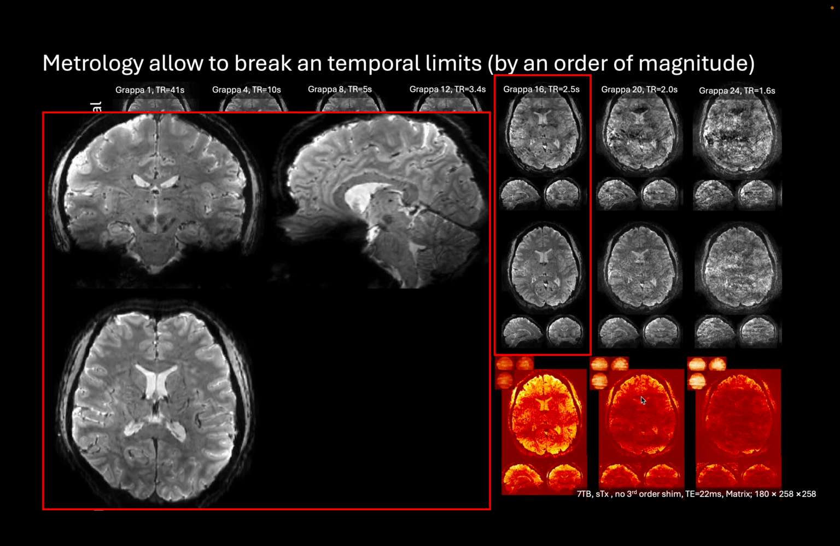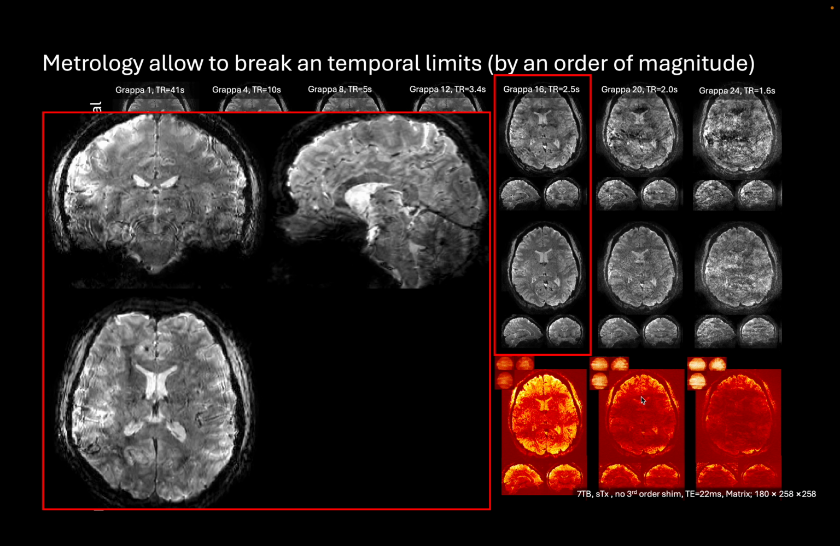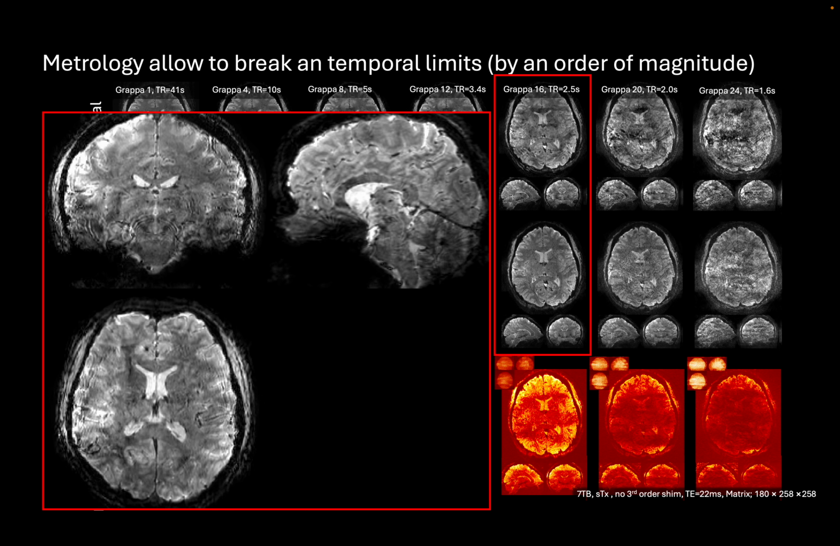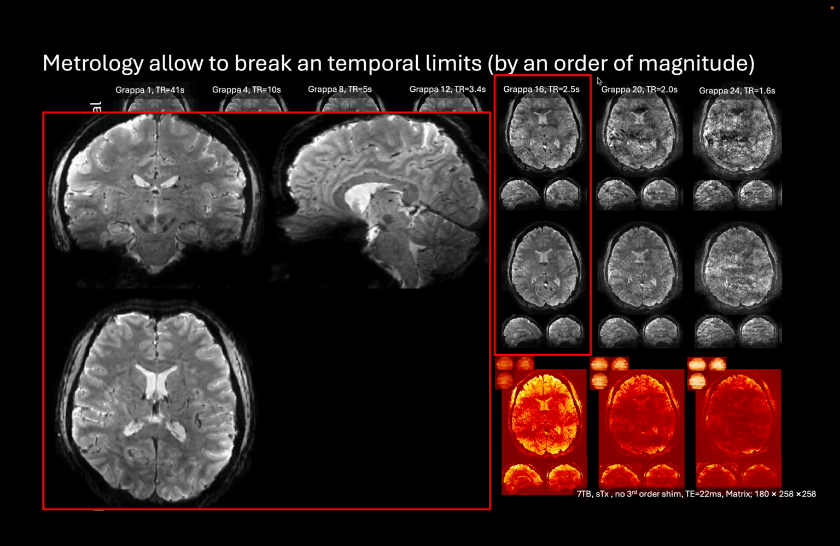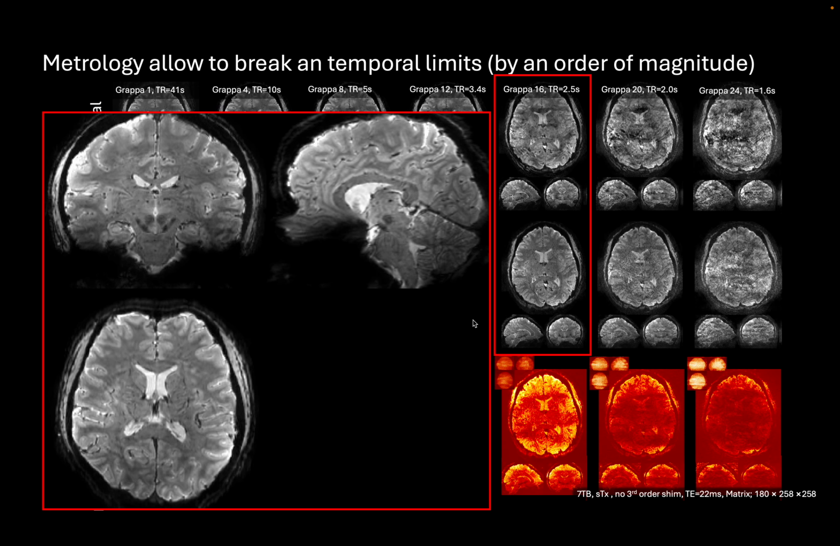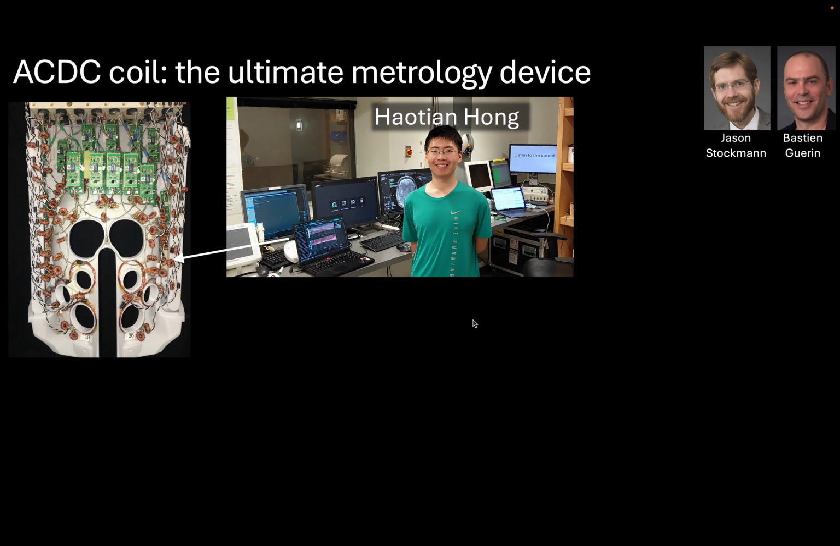So with a bit of metrology, you can break barriers of temporal resolution by an order of magnitude and do whole brain layer dependent fMRI in these temporal scales that are relevant for neuroscientists. As a completely alternative approach, if you don't have access to all the scanner reconfigurations from your vendor, you can also build your own metrology device.